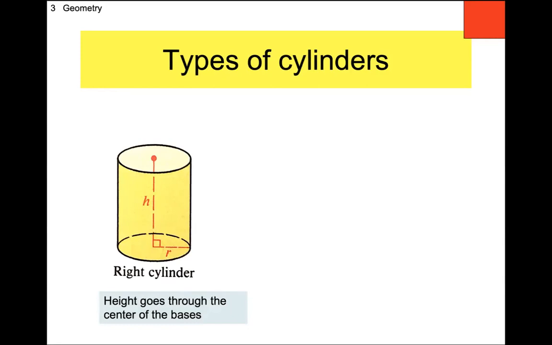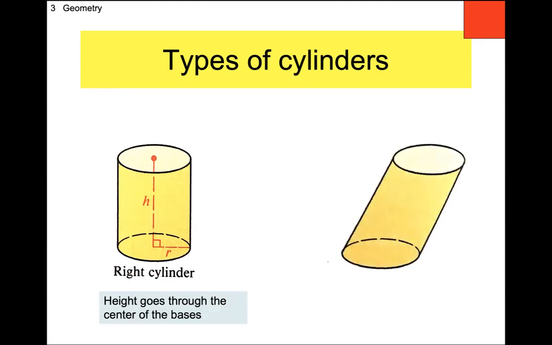And then the second type, if you could imagine the top base pushed sideways, left or right, well, now that right angle wouldn't be a right angle anymore. I push that top circle to the right, I get a slanted cylinder, except we don't call it slanted. We call it oblique, because remember, the height now wouldn't go through the center.